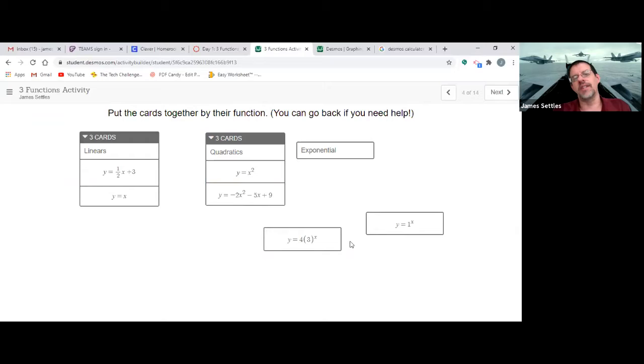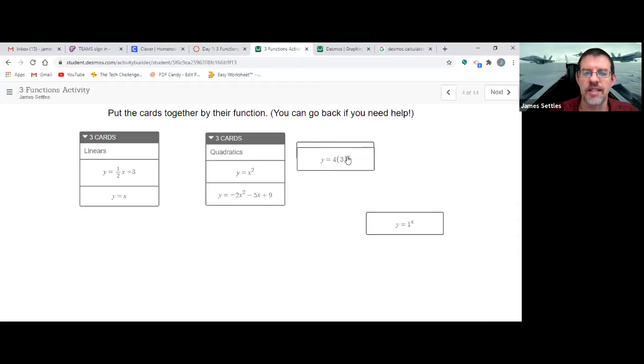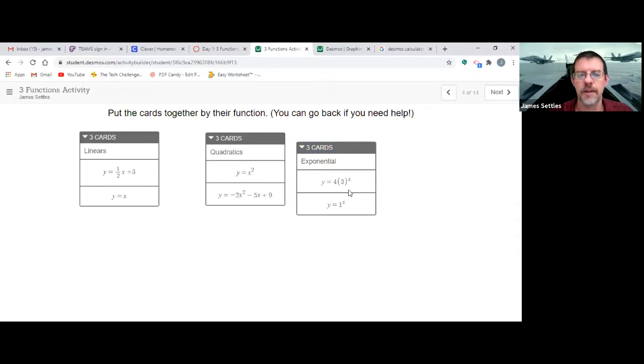And then last, obviously, these are it. They both have just the x's. So the exponential has the exponent that's an x, okay? So in that activity, you're just putting all the ones that are linears, quadratics, and exponentials together.